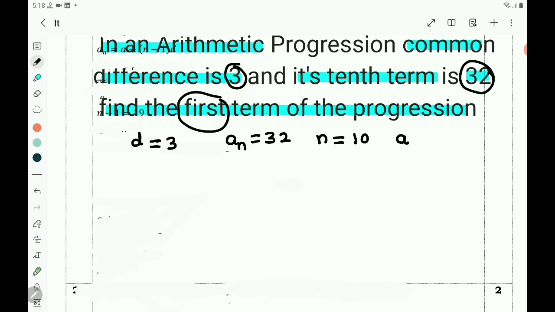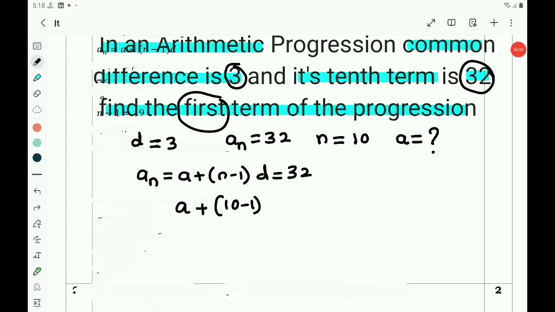We have to find the first term. What is the symbol for the first term? a equals question mark. Here which formula we have to write? We have to write the formula for an, the nth term. Then you write the formula an equals a plus n minus 1 into d, which is here equals 32. a is to be found out, write it as a only, plus n is 10, 10 minus 1 into d, d is 3. So in the place of d, write 3, equals 32.